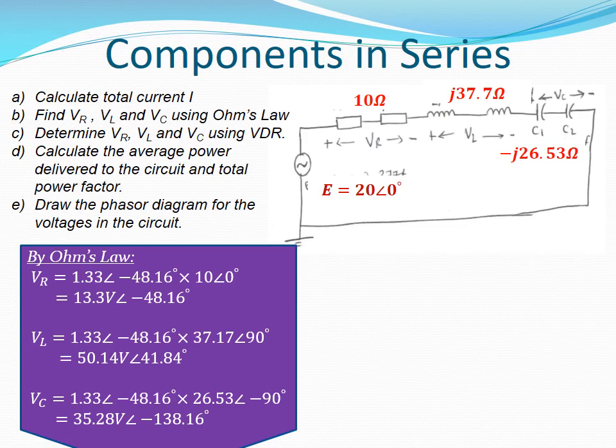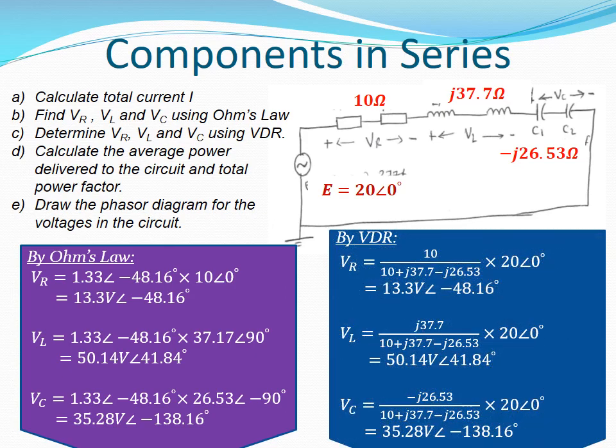To obtain them using VDR, we substitute the respective impedances into the VDR equation. We obtain VR as 13.3 volts at minus 48.16 degrees, VL 50.14 volts at 41.84 degrees, VC 35.28 volts at minus 138.16 degrees. We notice that the answers that we obtain from Ohm's law are the same as the answers that we obtain when we use VDR.